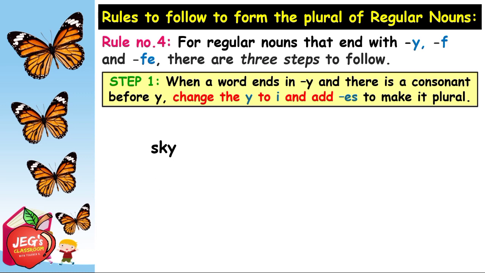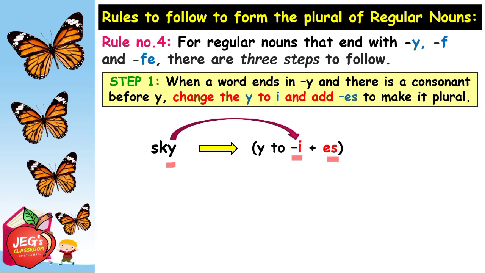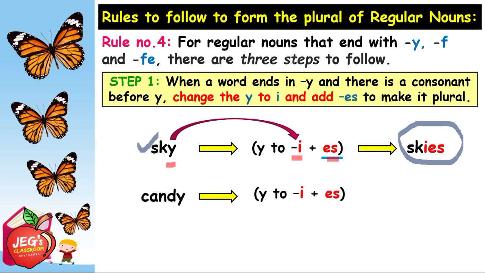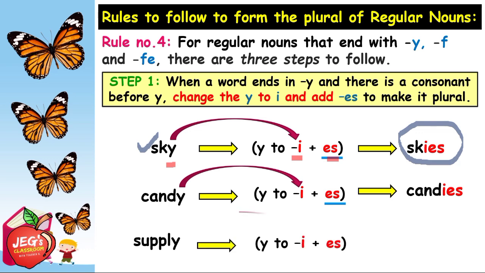For example, the word sky ends in Y. If we are going to make it plural, we have to change the Y to I and add ES. Now, the word sky becomes skies. This is the plural form of the singular word sky. Next example, candy, change Y to I plus ES, becomes candies. Supply, change Y to I plus ES, becomes supplies.